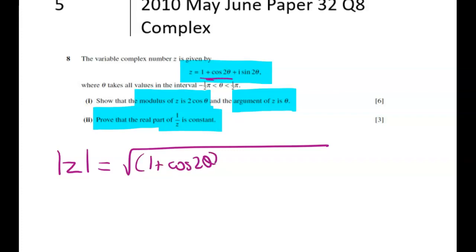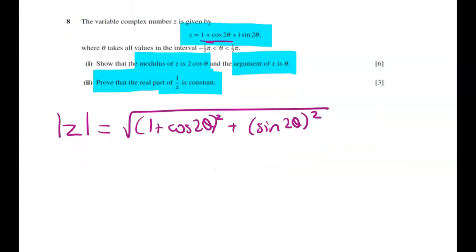Okay, so the modulus of z is going to be the square root of this squared, 1 plus cos of 2 theta squared, plus sine of 2 theta squared. Right, don't put an i in there. Most of you knew not to do that.